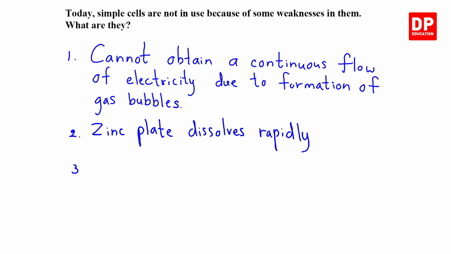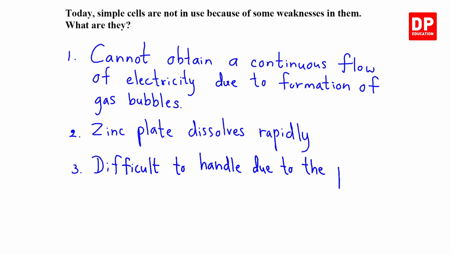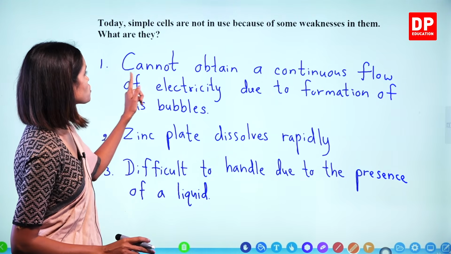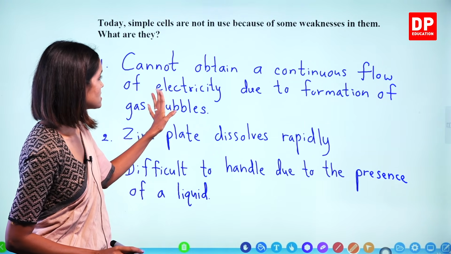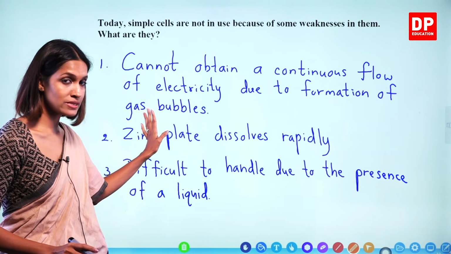Number 3, difficult to handle. Difficult to handle due to the presence of a liquid. What is the liquid, children? Dilute sulfuric acid. So, cannot obtain a continuous flow of electricity due to formation of gas bubbles.